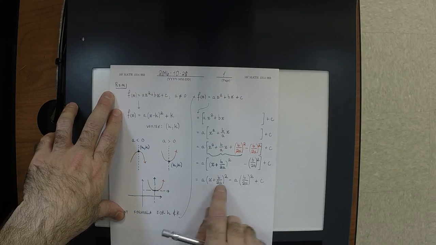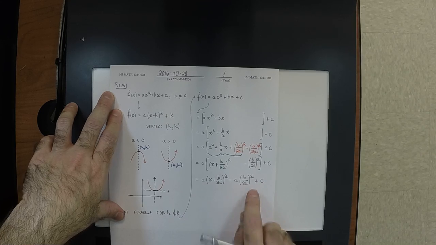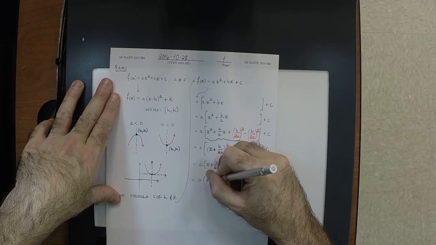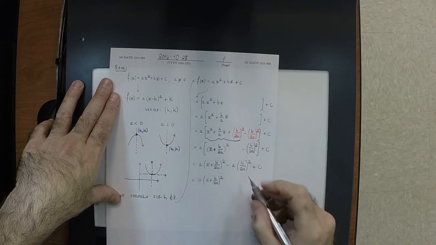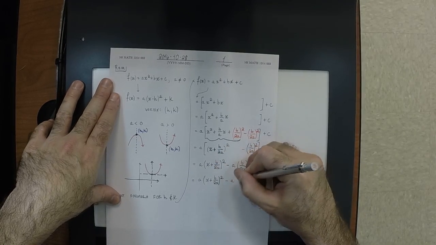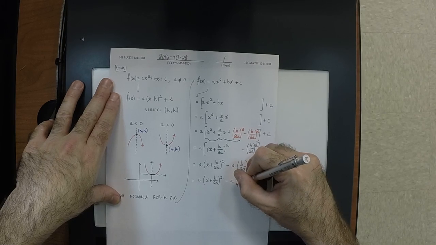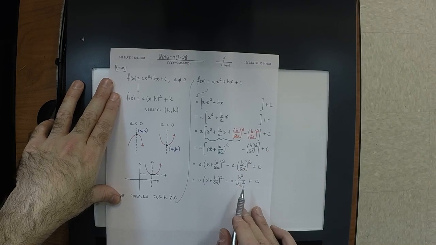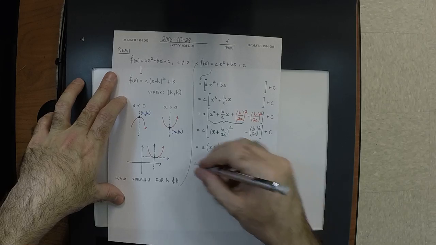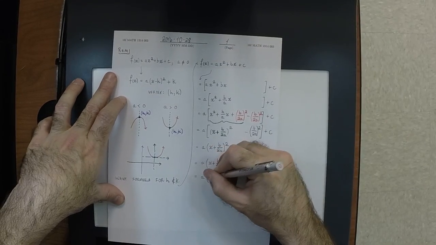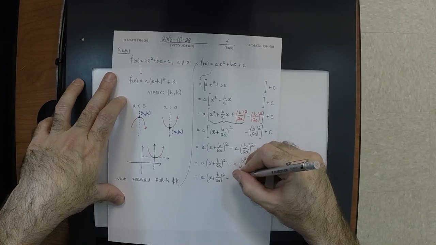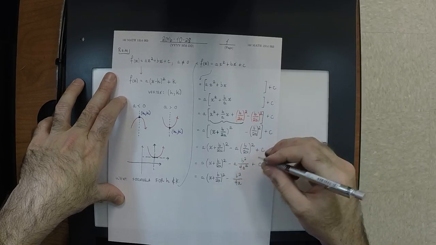So now this first bit is done, and I'm going to work on just this bit for a moment. So this front part is finished. Okay, so then now this would be minus a, and then I'll square that and get b squared in the numerator, and then divide by 4a squared, and then plus c. So now do you notice that an a will cancel? So an a cancels. So that would be a, x plus b over 2a, square that, and then minus b squared over 4a, and then plus c.